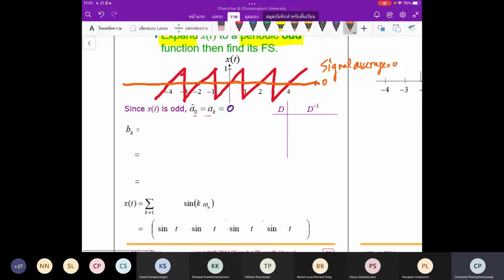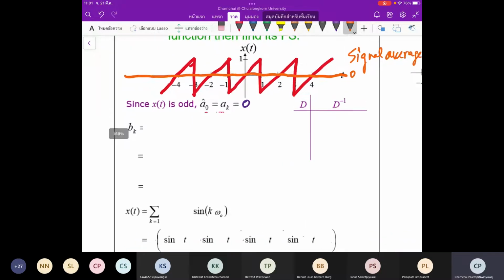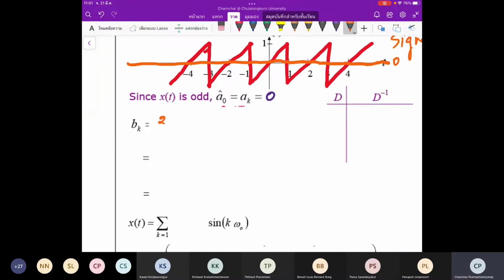And BK, how about BK? Since it's odd, BK is not 0, right? So BK originally is 2 over capital T, integral for one period capital T, x of t sine k omega naught t dt. But since x is odd, we integrate just half a period, and these two become a 4. And our x of t is just t.